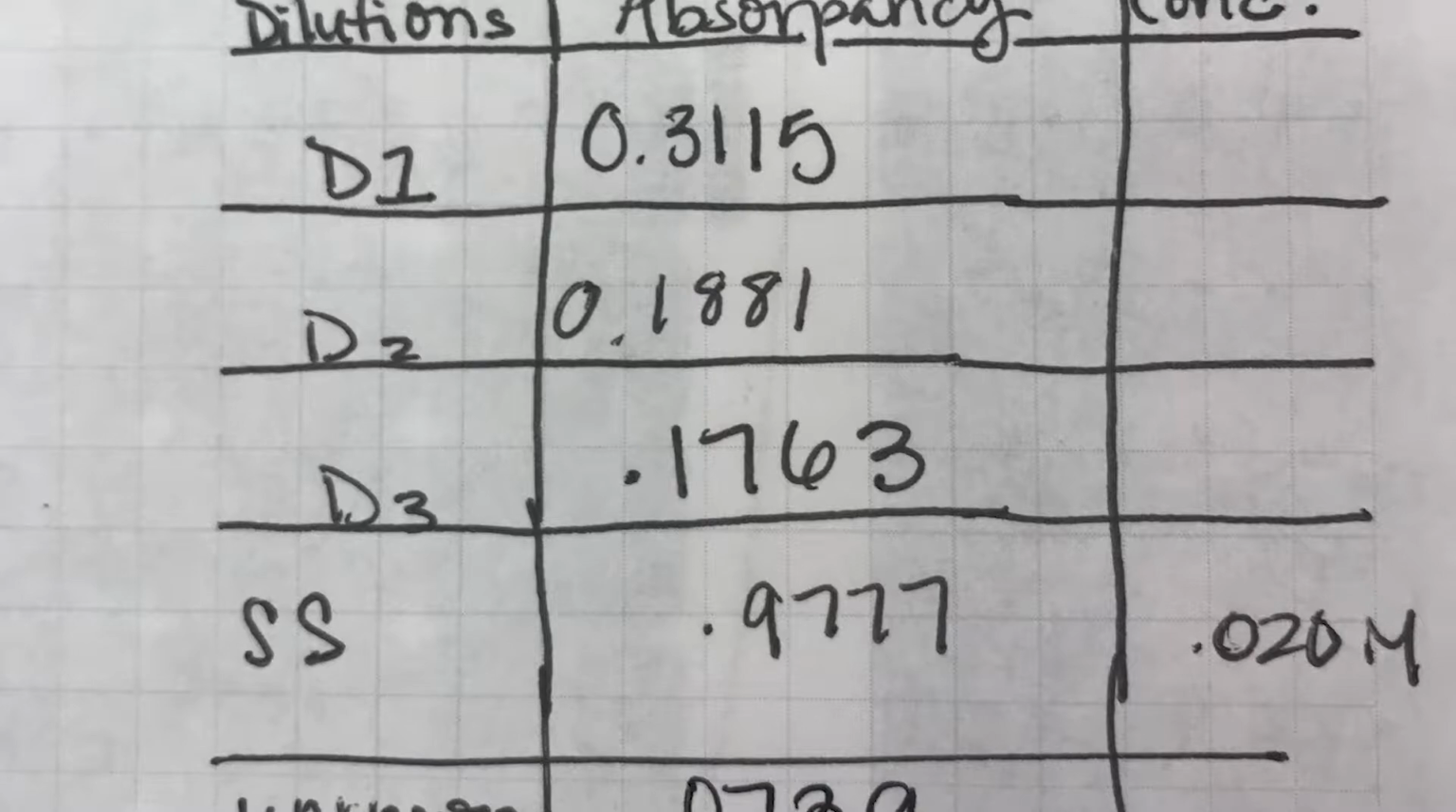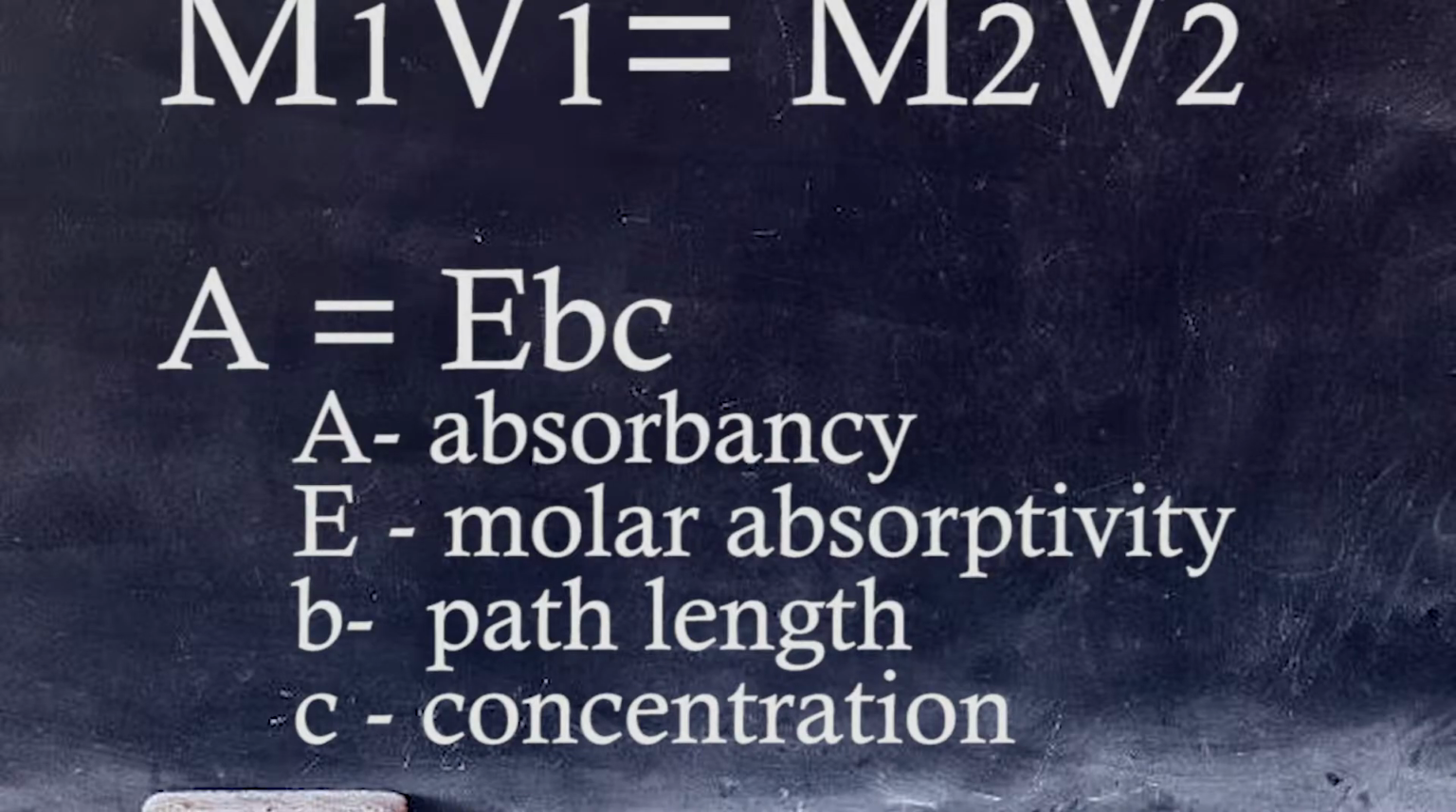Your notebook should look something like this. To determine the concentration of your dilutions, the formula M1 times V1 equals M2 times V2 can be used. However, to determine the concentration of your unknown, the formula given by Beer-Lambert law should be used, where A equals E times B times C.